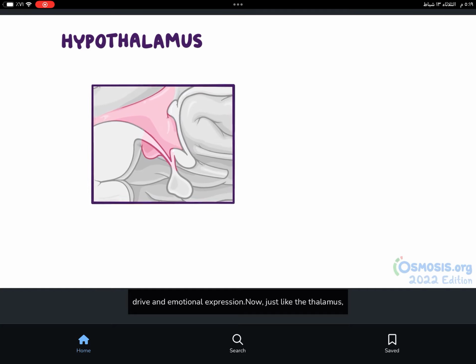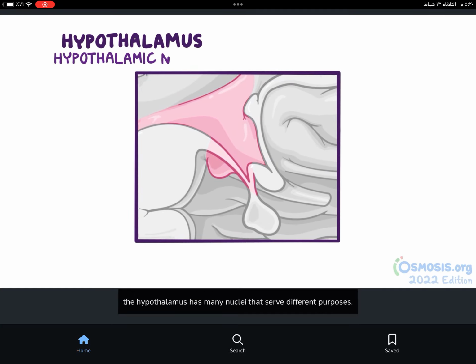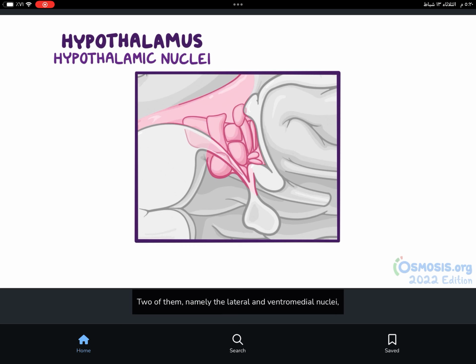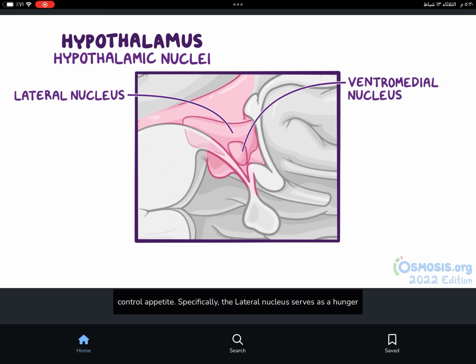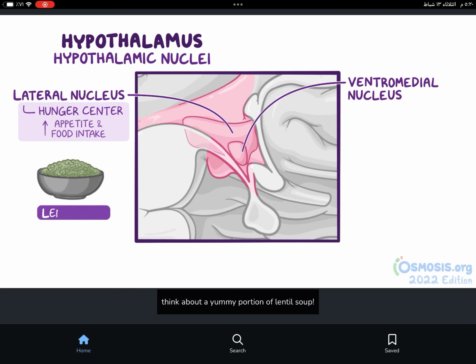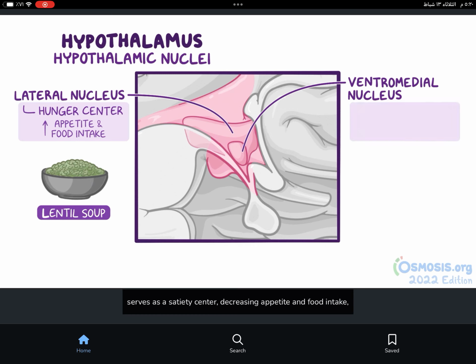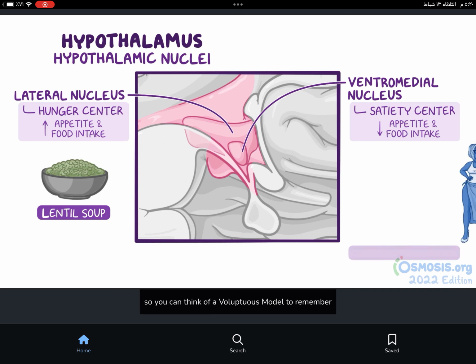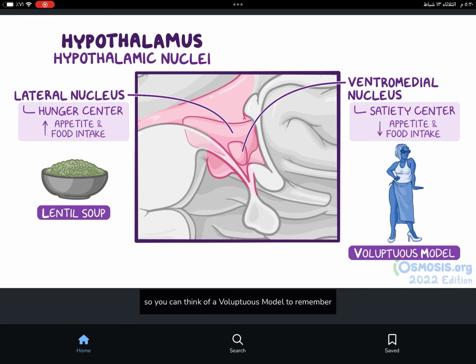Now, just like the thalamus, the hypothalamus has many nuclei that serve different purposes. Two of them, namely the lateral and ventromedial nuclei, control appetite. Specifically, the lateral nucleus serves as a hunger center, increasing appetite and food intake. To remember that, think about a yummy portion of lentil soup. The ventromedial nucleus, on the other hand, serves as a satiety center, decreasing appetite and food intake, so you can think of a voluptuous model to remember it better.